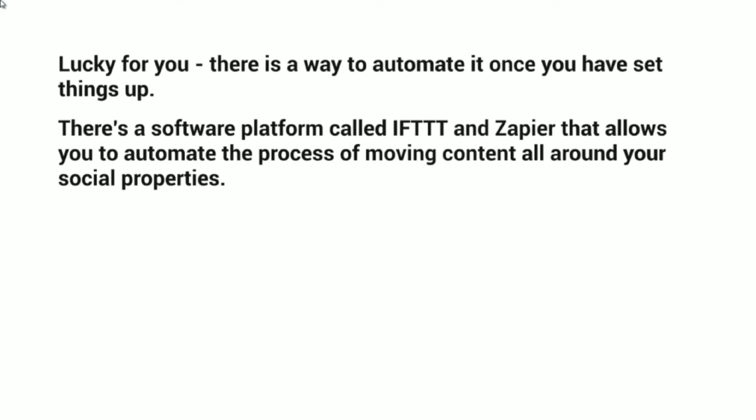Now, there's a software platform called IFTTT, and there's another one called Zapier.com that allows you to automate the process of moving content all around your social properties. So you could take a YouTube video and have it pushed to your WordPress site. And by pushed, I mean have it embedded on your WordPress site and then have it shared on your Facebook fan page, your Twitter page, your Instagram, and all of that. So you have what we call triggers: whenever the trigger happens, then something else happens. IFTTT stands for if this, then that.